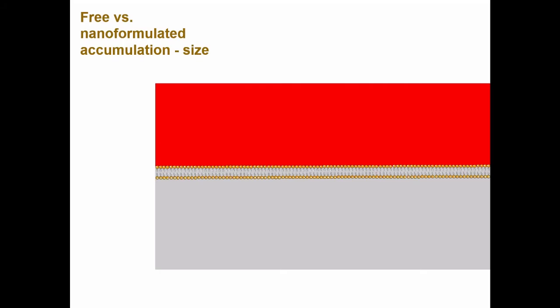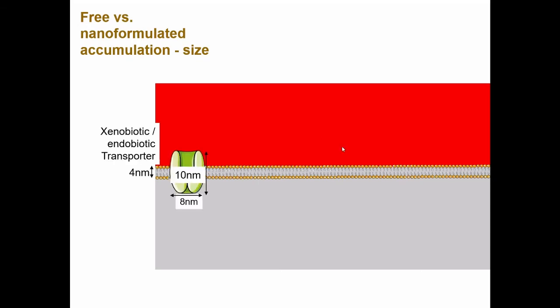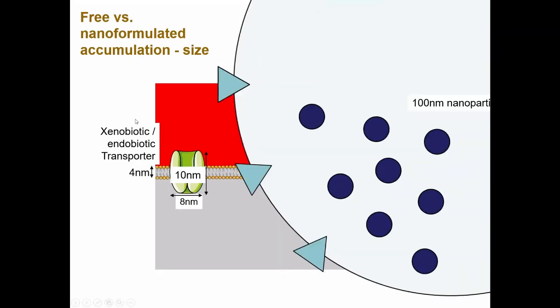Well, as Andrew alluded to before, obviously the unformulated drugs and the nanoparticles accumulate in cells in different ways. Why that might be is obviously linked to size. If we come to the example of the membrane transporters that a lot of therapeutics and endogenous molecules use to move across the cell membrane, they are roughly 10 nanometers in size. If one considers a nanoparticle, it's very unlikely that, say, a 100 nanometer or even a 50 nanometer nanoparticle will accumulate through those transporter-based mechanisms.